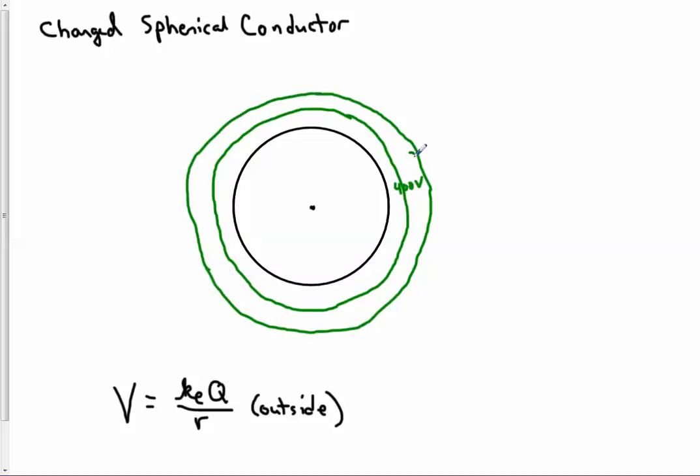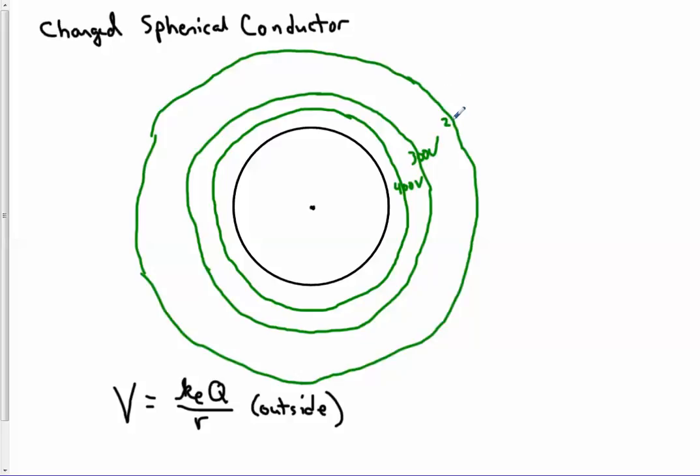Let's say that's 300 volts. And that'd be 200 volts. As you get further away, the voltage would go down, the potential would go down. Of course, remember, 0 is at infinity. Maybe 100 volts is way out here.